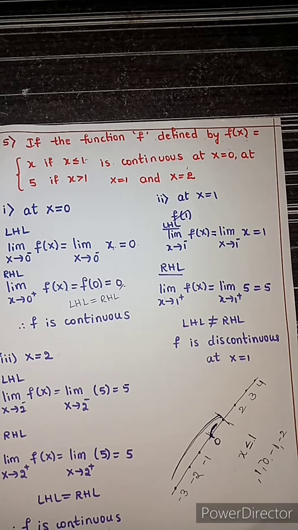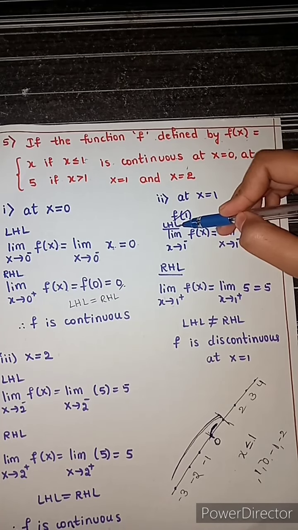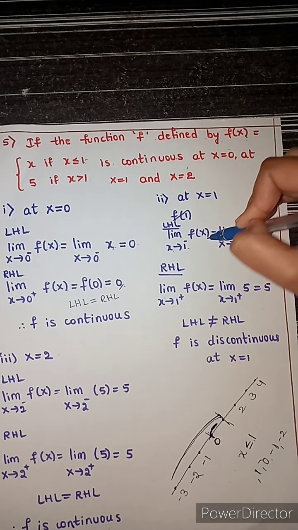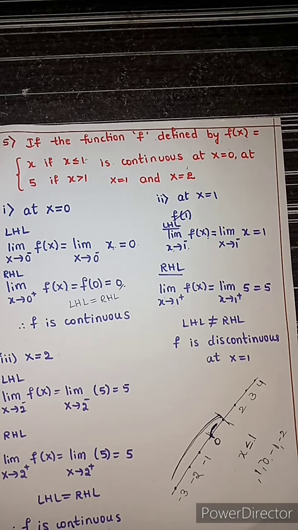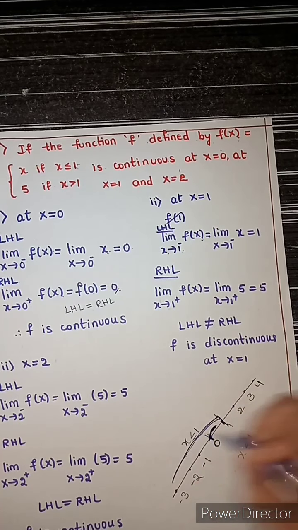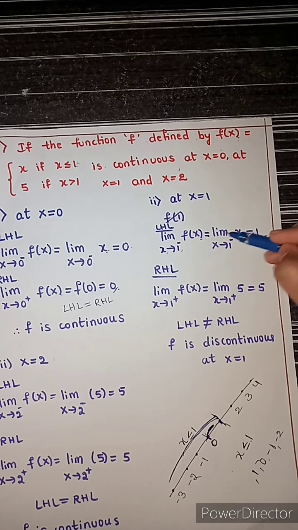Now let's check for x equals 1. At x equals 1, let's take the left hand limit. Let's apply the limits. Limit x tends to 1 minus f of x. 1 minus means what? Somewhat less than 1, right? Less than 1 means which function? The first function. Less than 1, this side. x less than or equal to 1, this function. So x. Limit x tends to 1 minus x. So put 1.